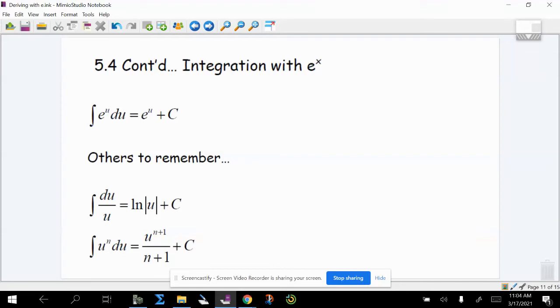We're going to finish section 5.4 now. So last lesson we talked about how you derive e, and what we found is it was really one of the easiest derivatives we have. The derivative of e is e, and then you have to derive the exponent. You have the du piece.